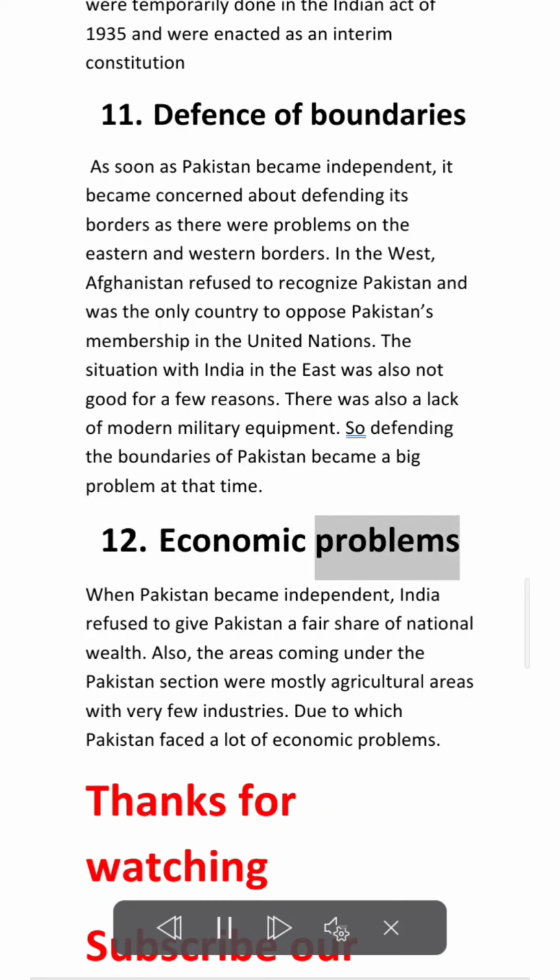Economic problems. When Pakistan became independent, India refused to give Pakistan a fair share of national wealth. Also, the areas coming under the Pakistan section were mostly agricultural areas with very few industries, due to which Pakistan faced a lot of economic problems.